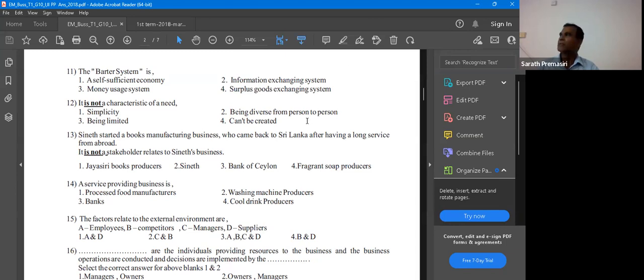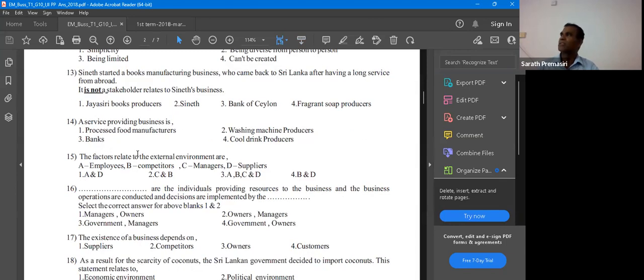The factors related to the external environment. The business environment is categorized into two categories. What are these two categories? Internal environment and external environment.